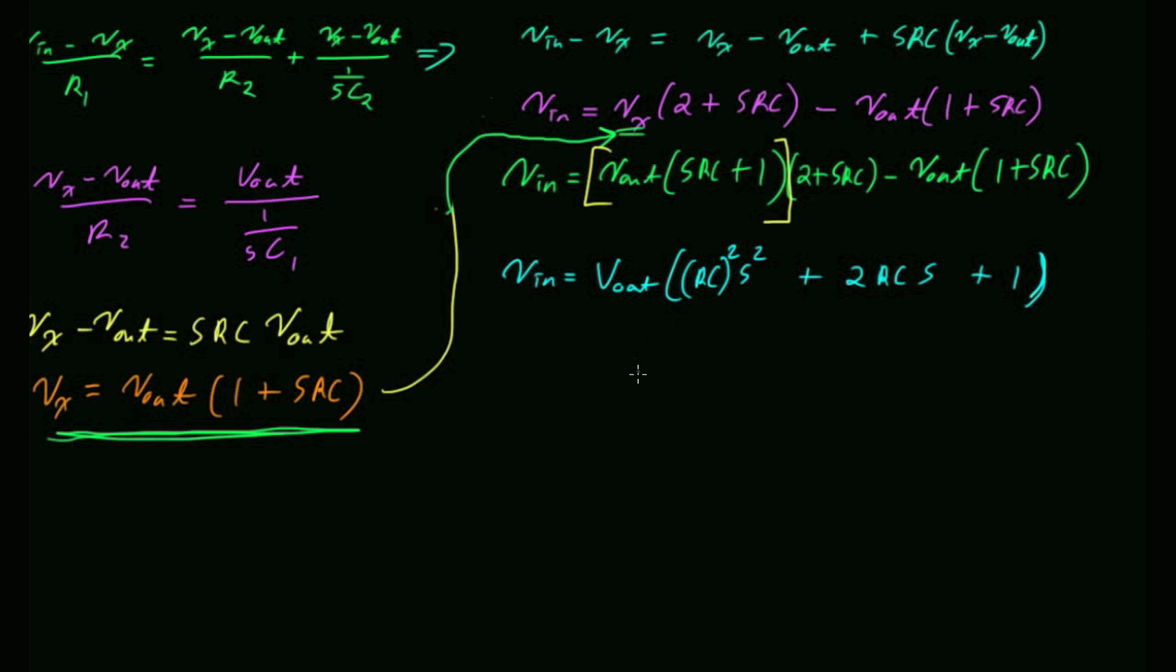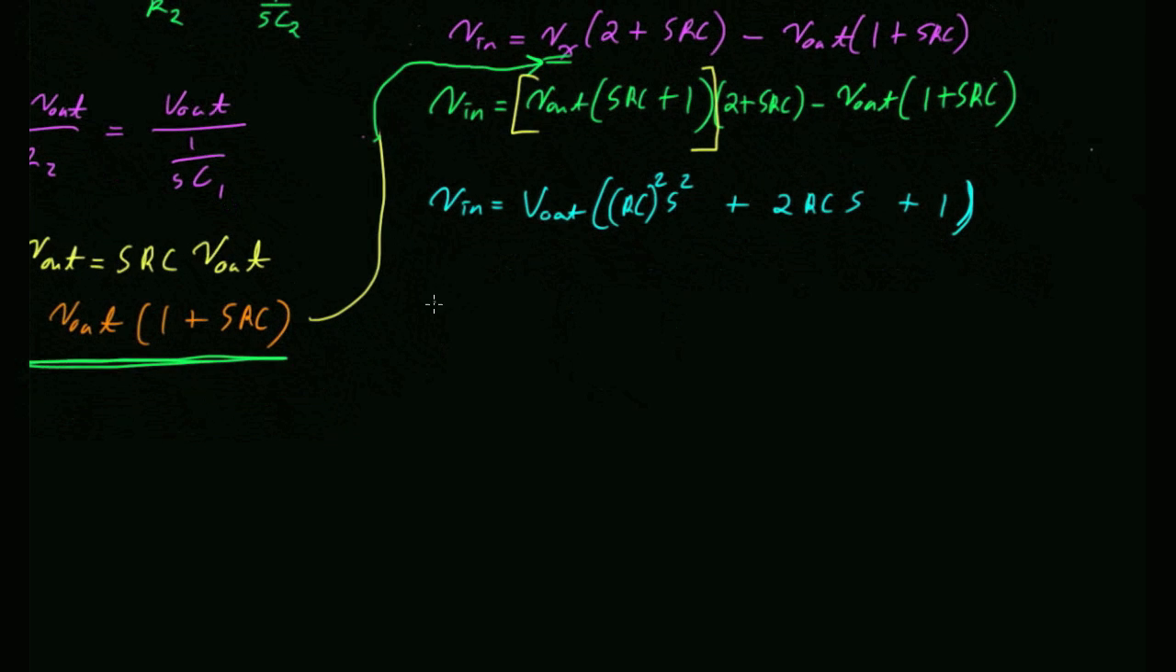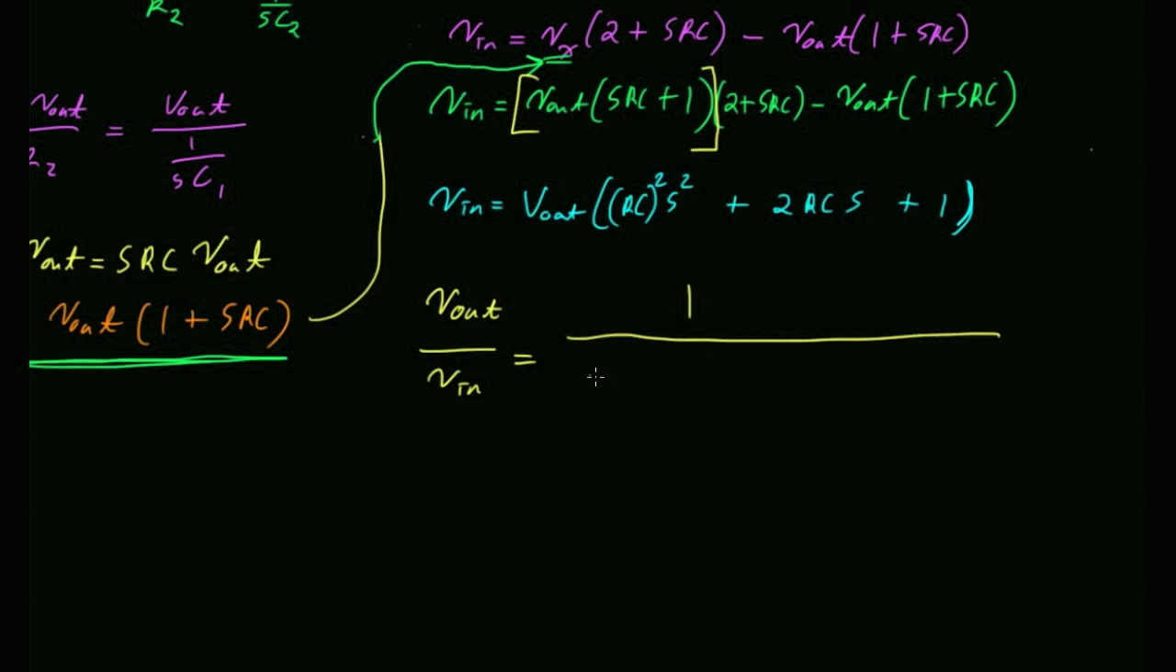So finally, Vout over Vin equals 1 over, so it's S squared RC squared plus 2RCS plus 1. And all I did to do that was I did Vin over Vout, and I brought that term over to 1 over. And by convention, we always like to leave the S squared term with a coefficient of 1. So how can I accomplish that without changing my equation? Right, divide top and bottom by RC squared.